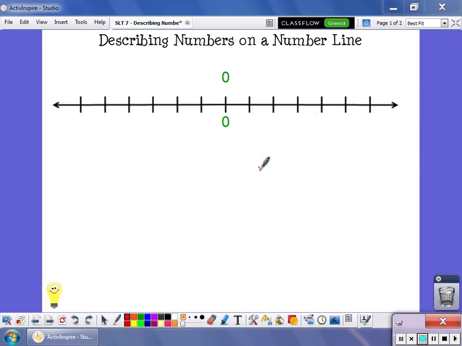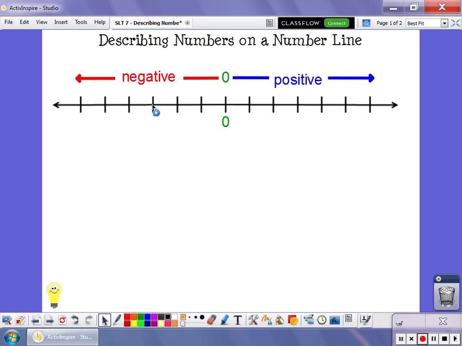Number lines can be used to show both positive and negative numbers. If you look at this number line, this 0 is kind of like the middle of our number line. Numbers that are to the right of that 0 are going to be positive numbers. Numbers to the left of the 0 are going to be negative numbers.